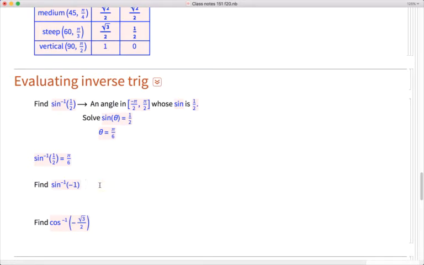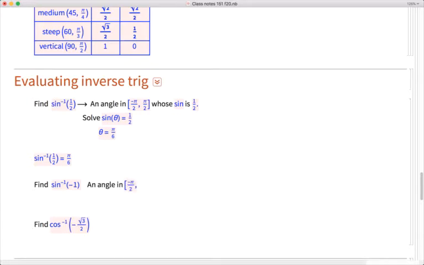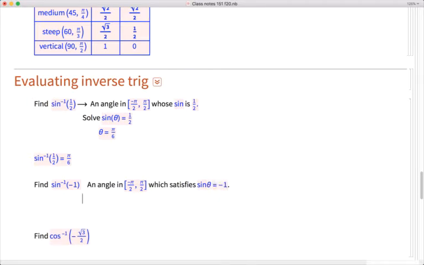The inverse sine of -1. So an angle, again, this restriction is the same, minus pi over 2 to pi over 2, which satisfies sine theta equal -1.